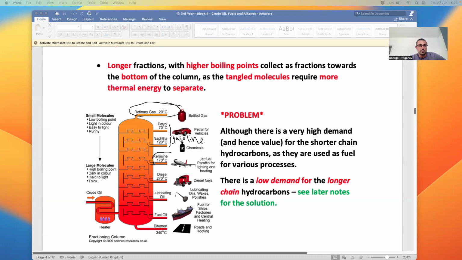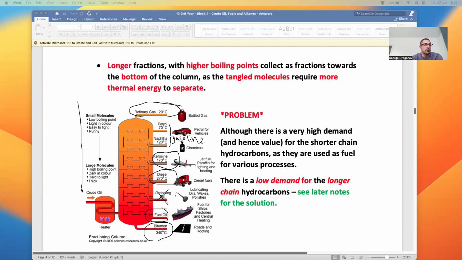Then you got kerosene you need to know. That's used for planes. Diesel, cars and trucks. You don't need to worry about this one. Fuel oil used in ships. And lastly, bitumen used for road surfaces. So 1, 2, 3, 4, 5. You need to know the order in which they come off and one use for each.